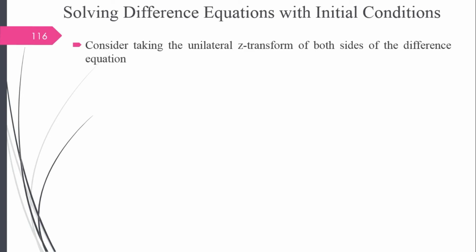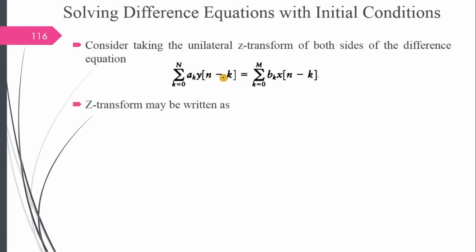Now, the last kind of problem in this topic. I can say a definite question also. One of the definite questions will appear from this. Consider taking the unilateral Z transform of both sides of the difference equation. So this is a difference equation. Take the unilateral Z transform. Now, there will be a time shift property here. Time shift property, there is an exception for unilateral Z transform. There you should be very careful.